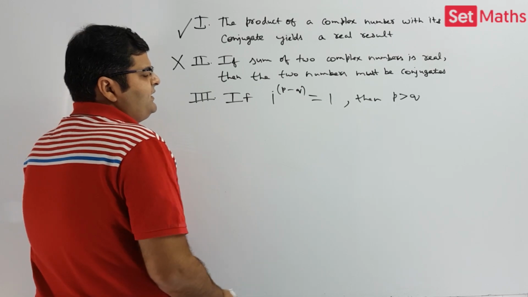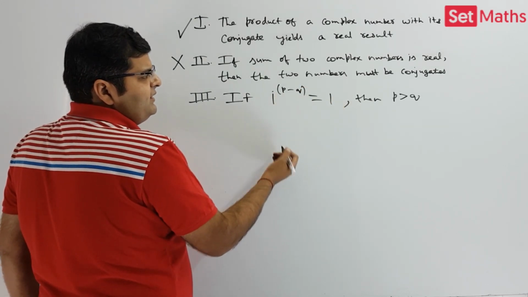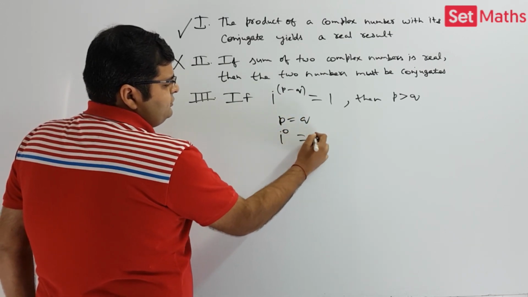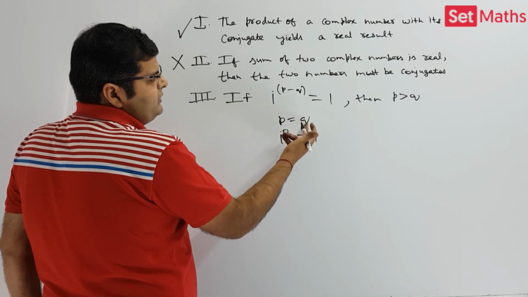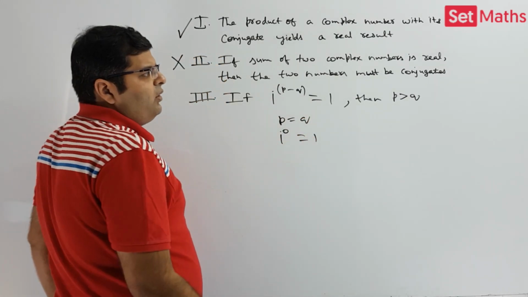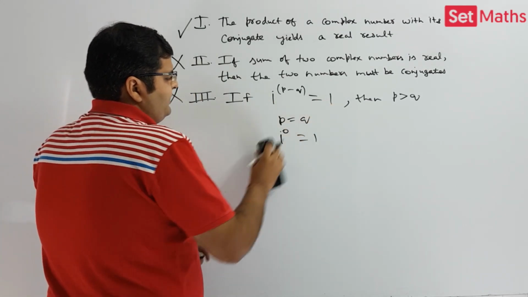Now looking at statement 3, if i raised to p minus q is 1, then p is greater than q. Over here if we put p equal to q, this becomes i raised to 0, which is 1. So when p equals q, this is true. That means p greater than q is not always correct. That means statement 3 is also incorrect.